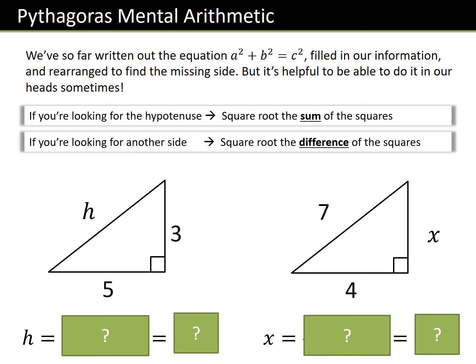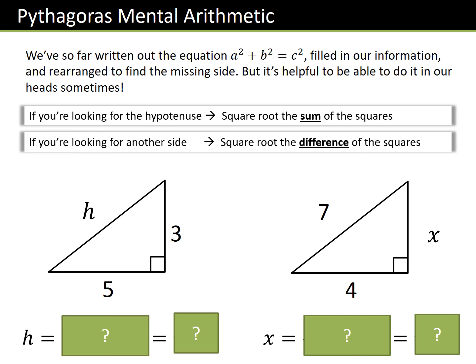And then the last little bit is some Pythagoras mental arithmetic. We keep writing out the a squared plus b squared equals c squared, fill in our information, rearrange, find the missing size. Sometimes you can just do these in your head, and I'm going to give you that perfect exercise for exercise 2 where there's no workings, just slam down the answer. If you've used a calculator, I don't mind. If you've done it in your head, I don't mind.